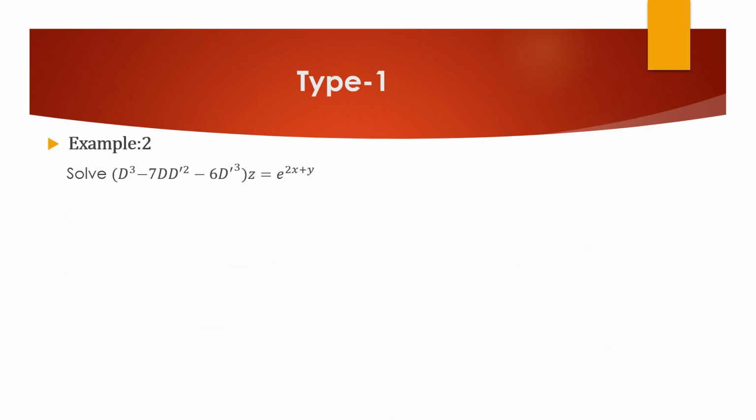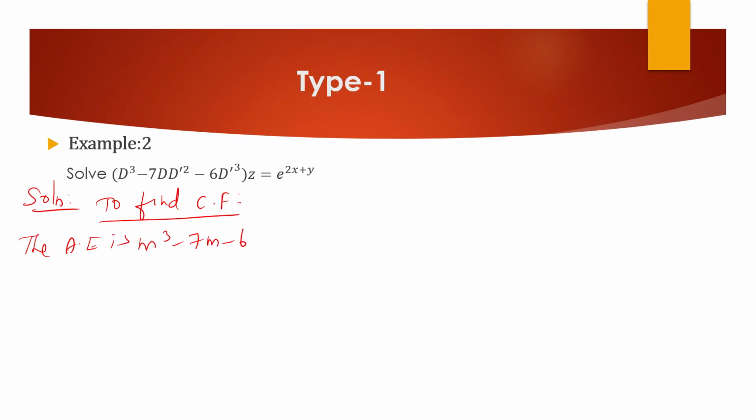So our second problem is D cube minus 7 D D dash square minus 6 D dash cube into z is equal to e power 2x plus y. First we are going for finding the complementary function. To find the CF, first we write the auxiliary equation. The auxiliary equation is m cube minus 7m minus 6 is equal to 0. Again we have a cubic equation, so I'm going to follow synthetic division here to solve this.